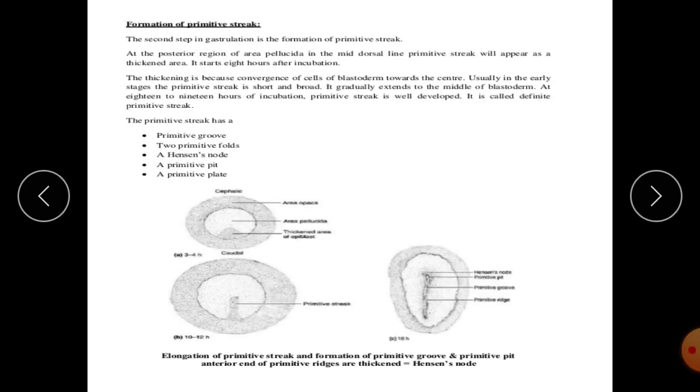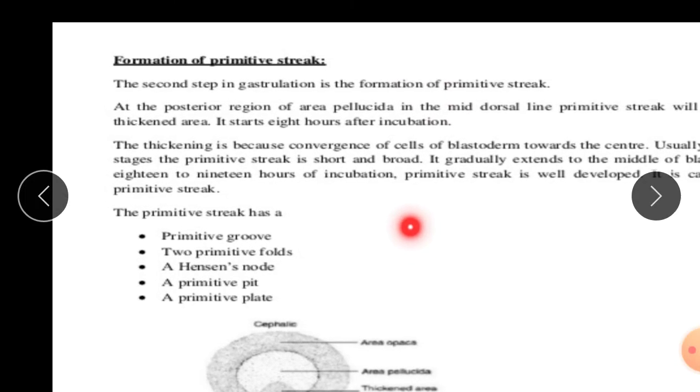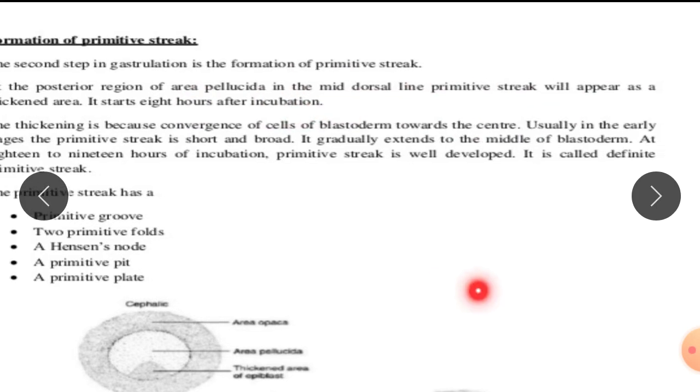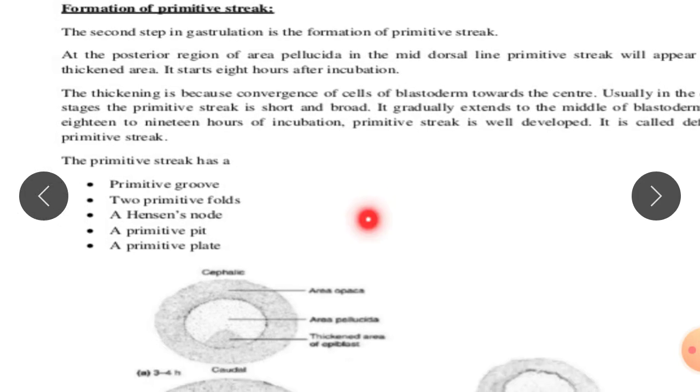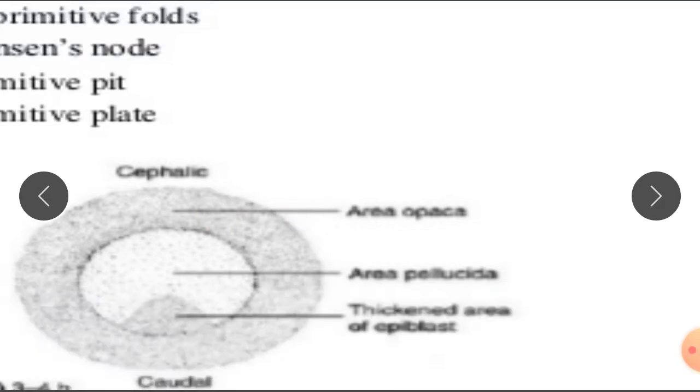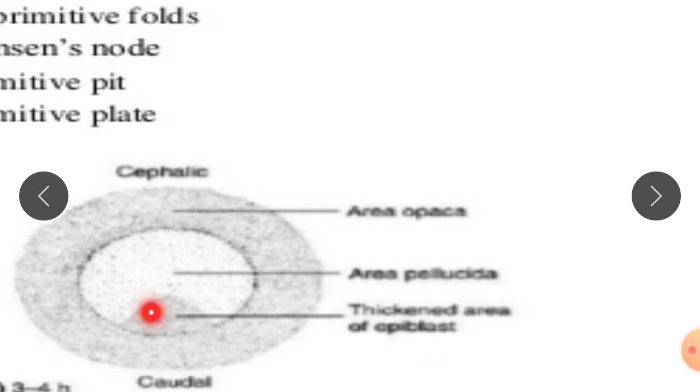So next, the formation of primitive streak. Formation of endoderm is completed, and the second phase is formation of primitive streak. The second step in gastrulation is the formation of primitive streak. At the posterior region of area pellucida, in the mid-dorsal line, primitive streak will appear as a thickened area. Look here. So this is area pellucida and this is area opaca. In the mid-posterior region of area pellucida, a thickened region is appearing.